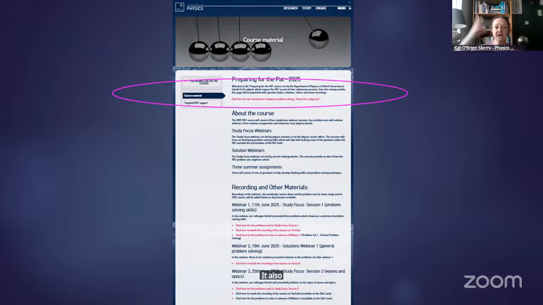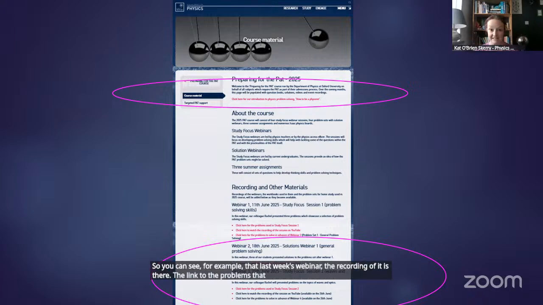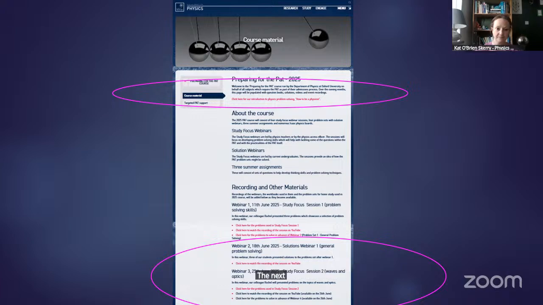It also then underneath has all the links which you might need. So you can see, for example, that last week's webinar, the recording of it is there. The link to the problems that we'll be looking at today is under webinar 3, and tomorrow morning I will upload the recording and problems to solve in advance of the next webinar.